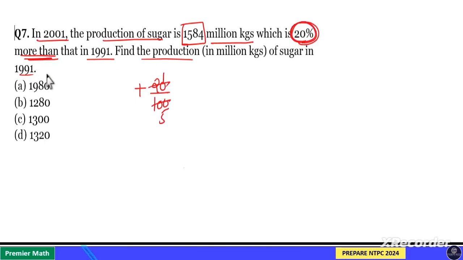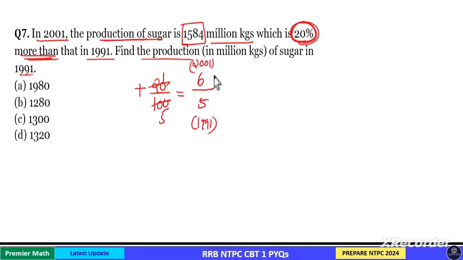20% more production means production increased by 1 part out of the initial 5 parts of production. That is, initially 5 parts was the production. Now production increased by 20% means increased by 1 part from these 5 parts. So 1 plus 5, 6 parts is the final production. So these 6 parts are the production in 2001 and 5 parts are the production in 1991. Now here the production in 1991 is 1584.